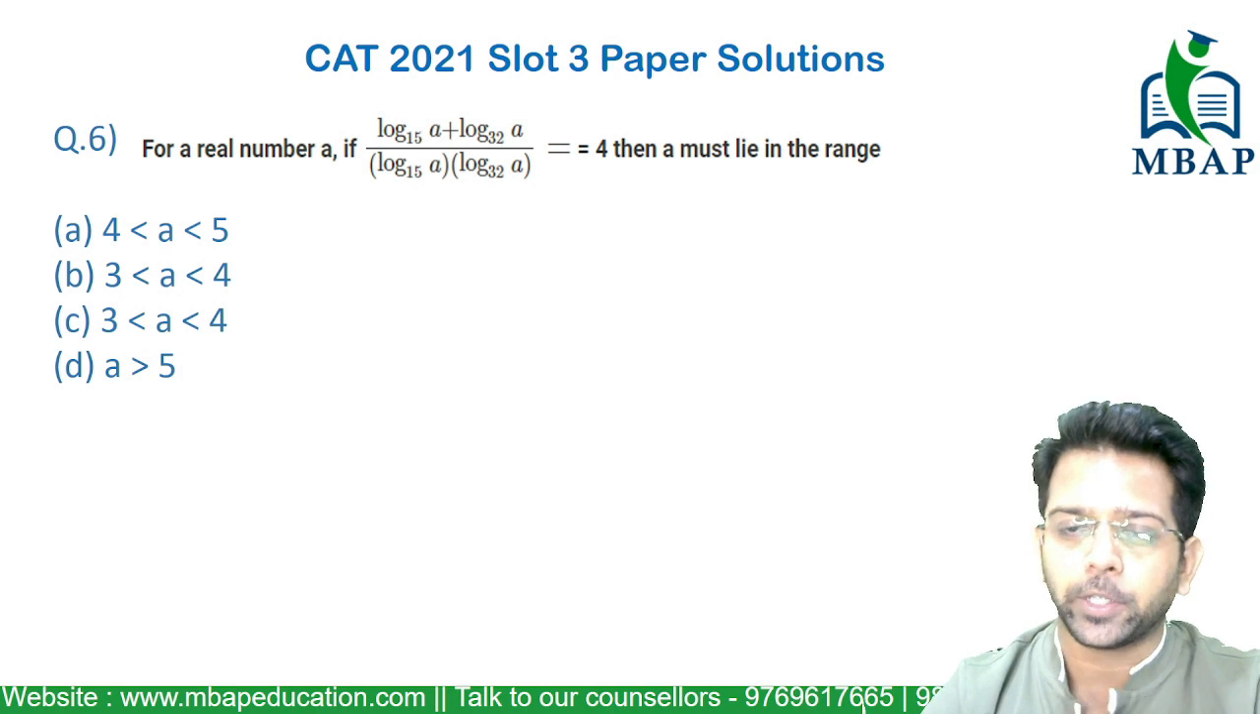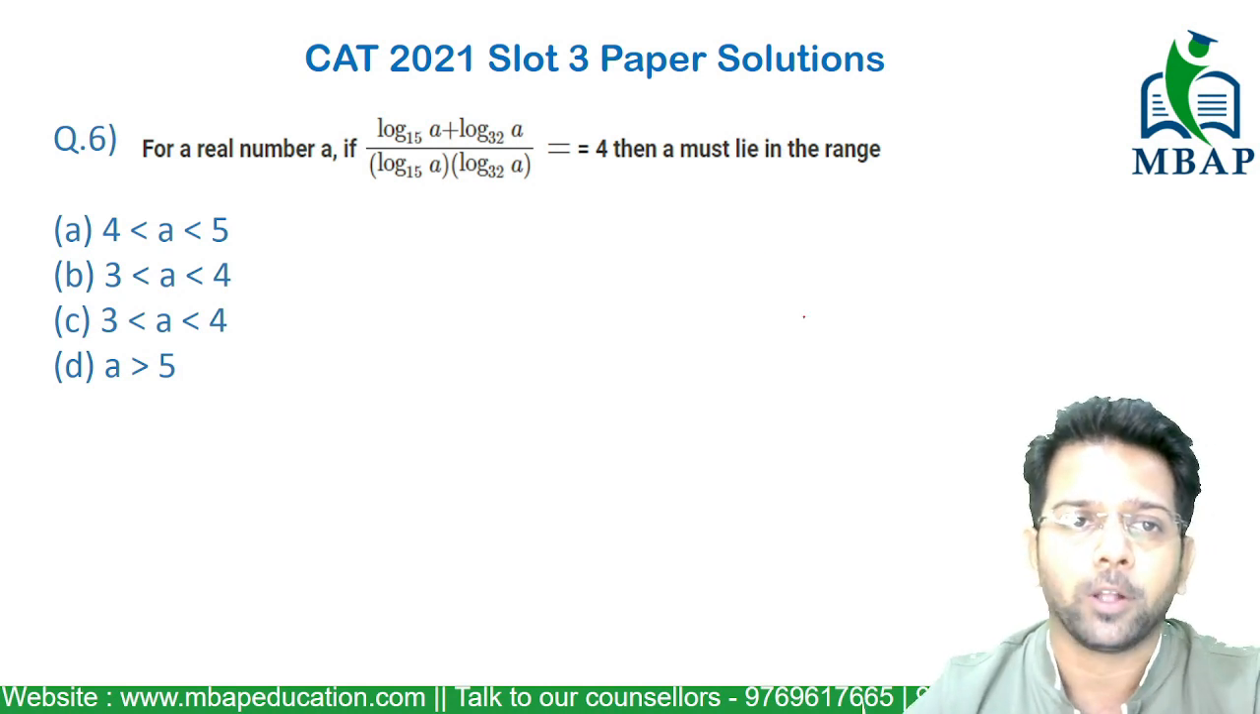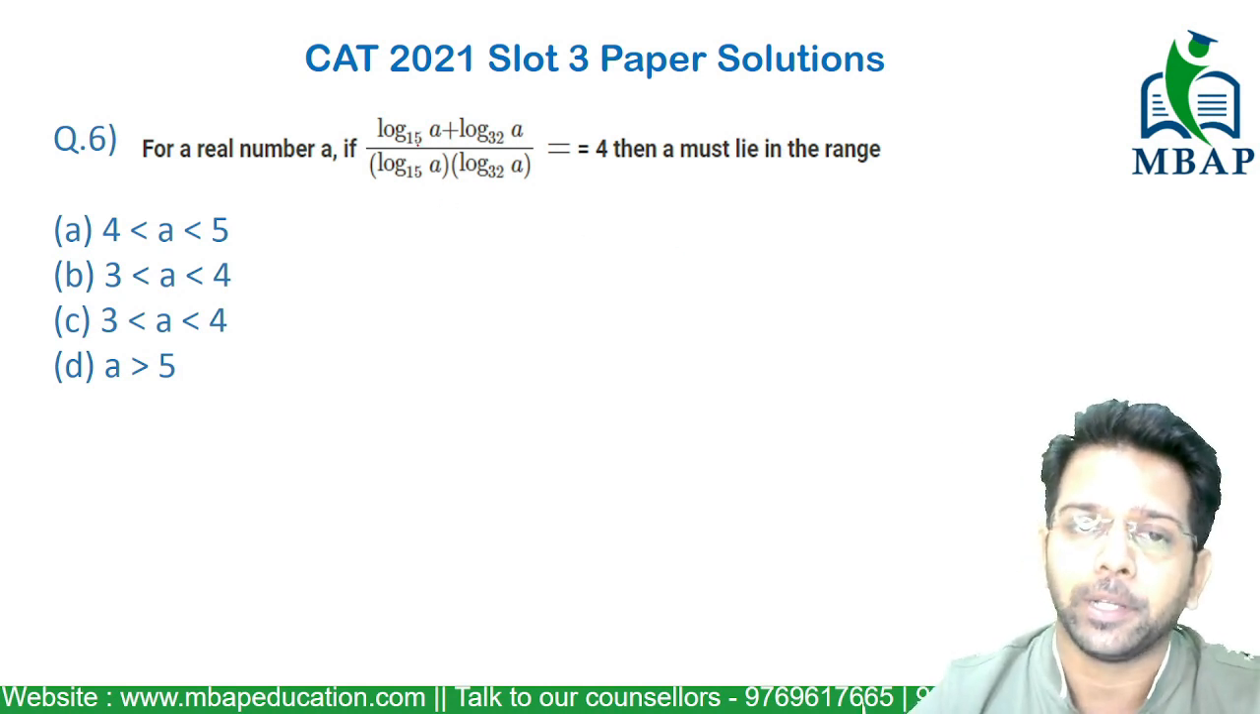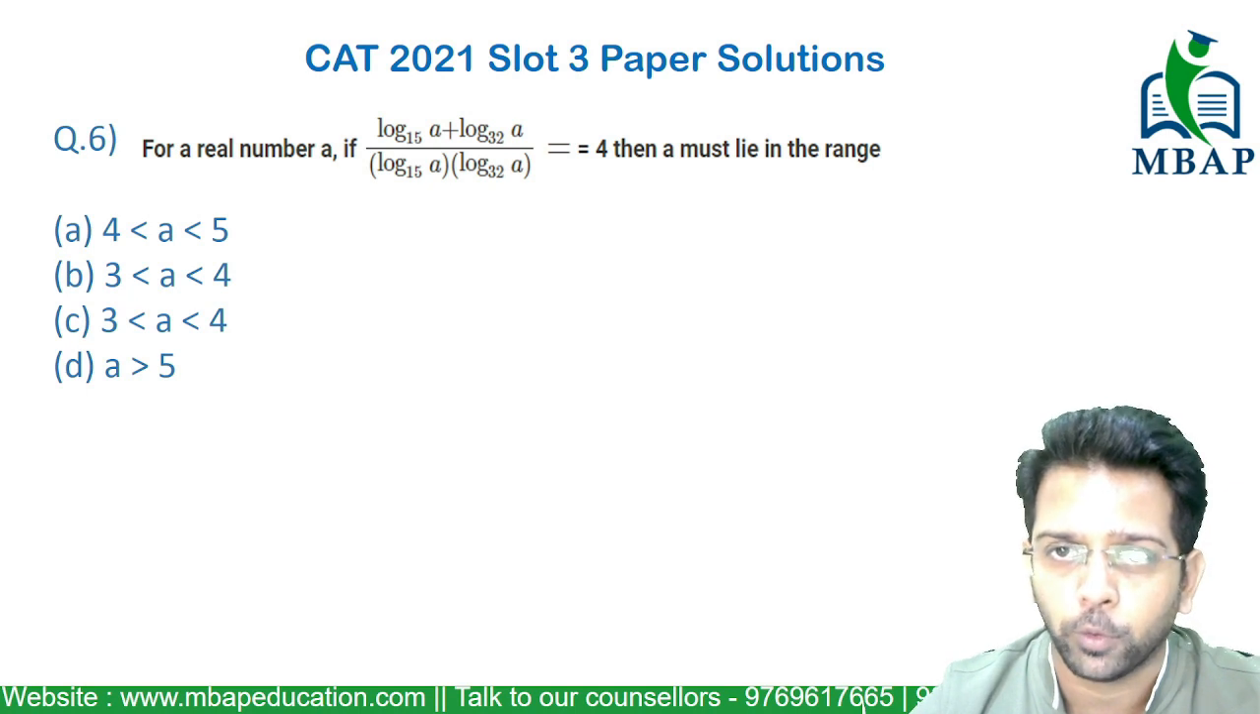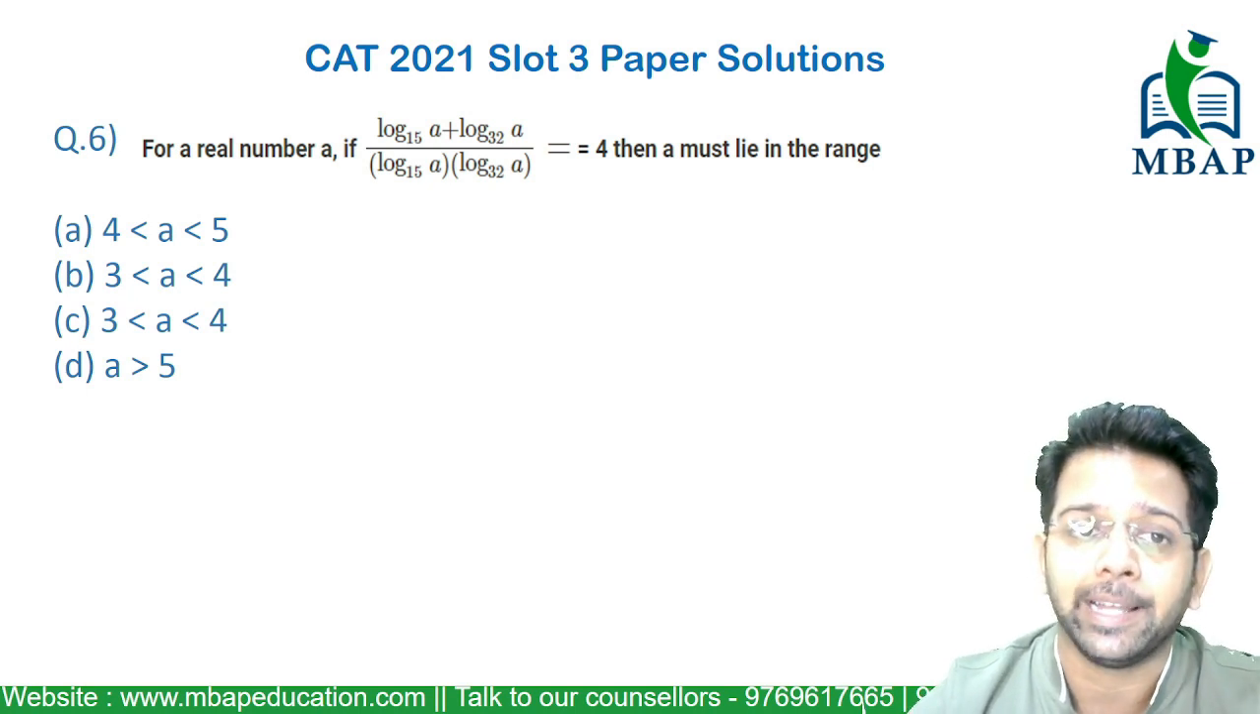Let's have a look at the next question now. The question says for all the real numbers a, log a to the base 15 plus log a to the base 32 divided by log a to the base 15 into log a to the base 32 is equal to 4, then the value of a must lie in which range?